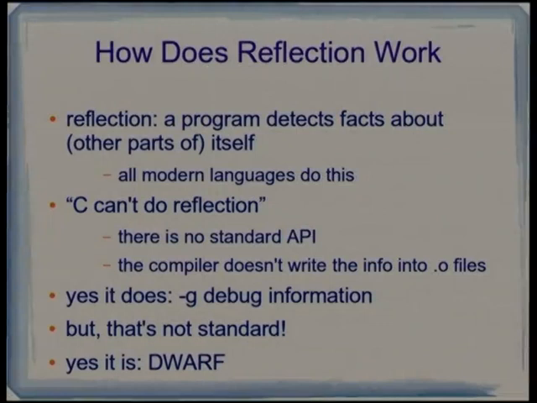I've been talking to a few people at the conference, and when people hear that I'm doing reflection, they're kind of interested in that, so I'm going to talk about that a little bit. So reflection, for those who don't know it, is when a program detects facts about itself or other bits of the stuff executing in the same context. So in this case, we're talking about a library that knows about the names of test routines and knows how to find function pointers to them.